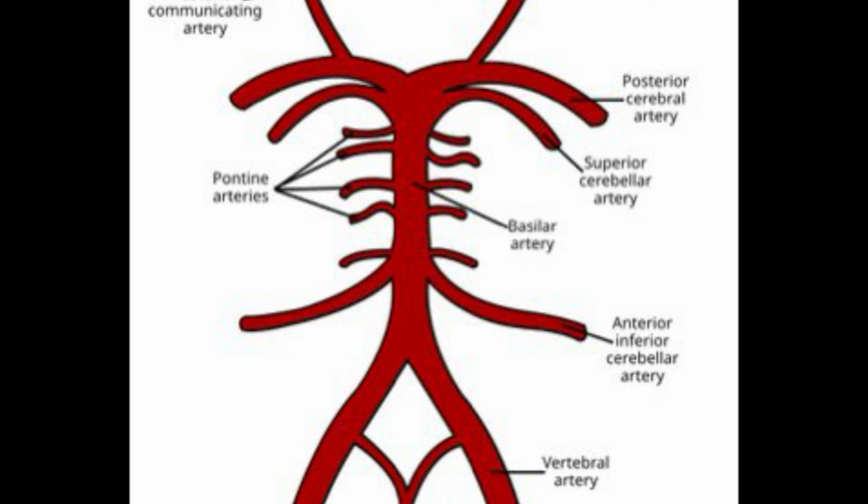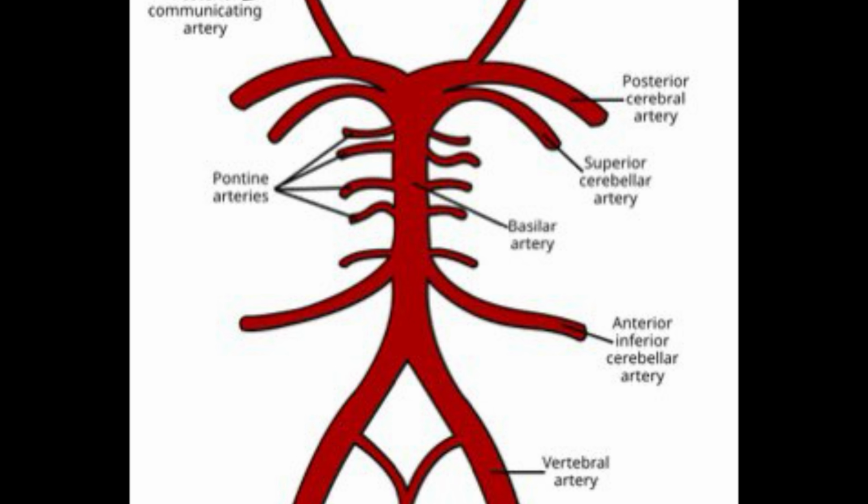Two vertebral arteries join to form the basilar artery. Basilar artery gives a branch called the antero-inferior cerebellar artery. It gives out many pontine branches. It also gives a superior cerebellar artery, and it gives a big branch on each side known as the posterior cerebral artery. So posterior cerebral artery is a branch of the basilar artery.